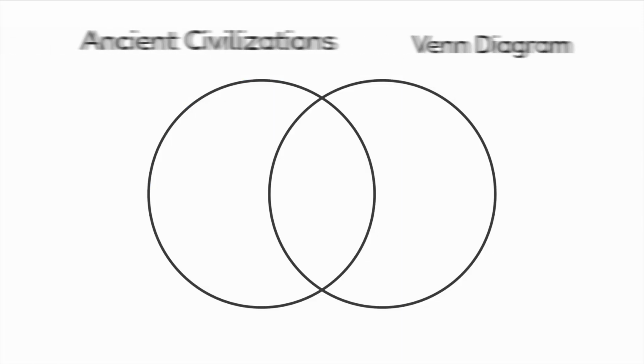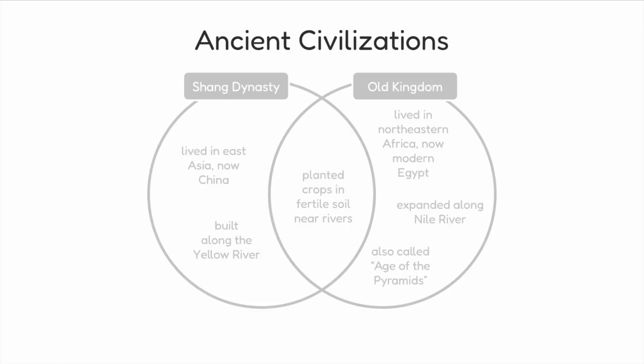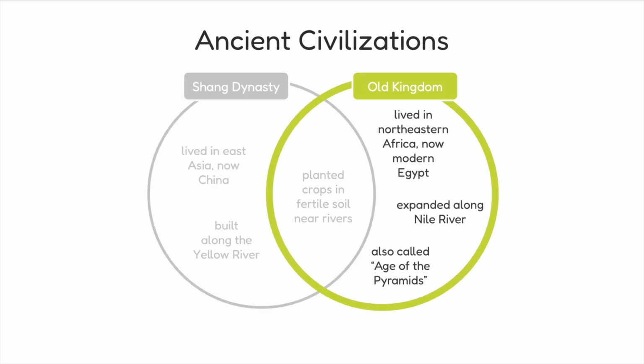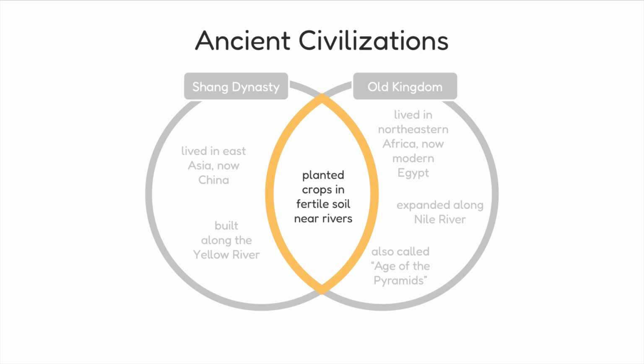The Venn diagram we're looking at here compares two ancient civilizations, the Shang dynasty in China and the Old Kingdom of ancient Egypt. On the left is information that's true about the Shang dynasty. On the right is information that's true about the Old Kingdom. And in the middle, where the circles overlap, is information that the civilizations have in common.